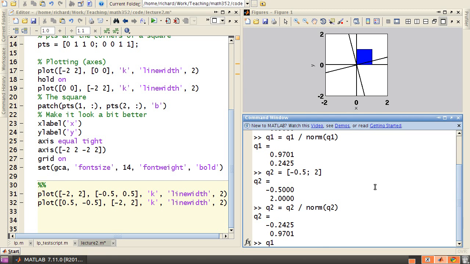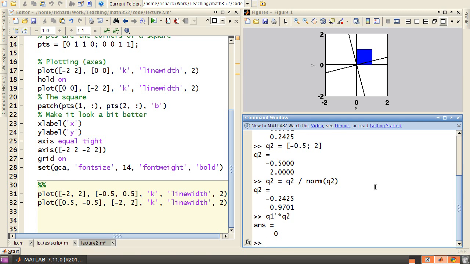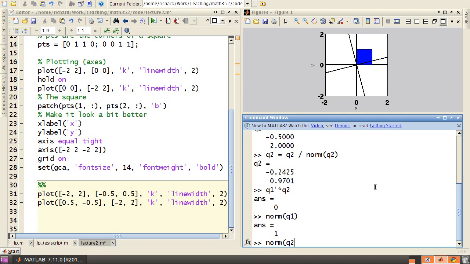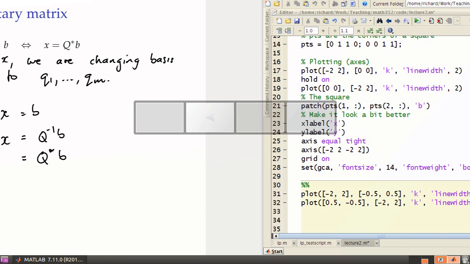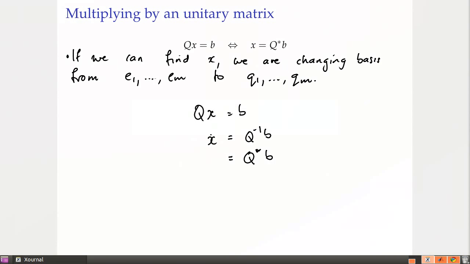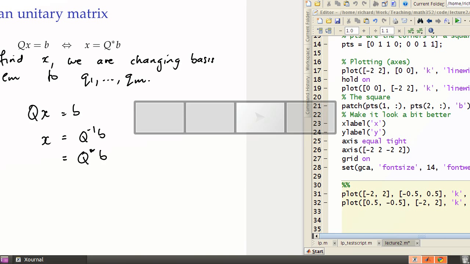So let's just check that they're orthogonal, that I haven't done something wrong. Q1 transpose times Q2 is equal to 0. Great. Length of Q1 is 1. Length of Q2 is 1. Okay, so we've got our two directions there. Now, we can stick them into our matrix Q, just like that. And what we said just before was we can get those coordinates x in this new basis by multiplying by Q star. Okay, so if I were to flick back to my previous page, I can figure out x by just computing x equals Q star times b.